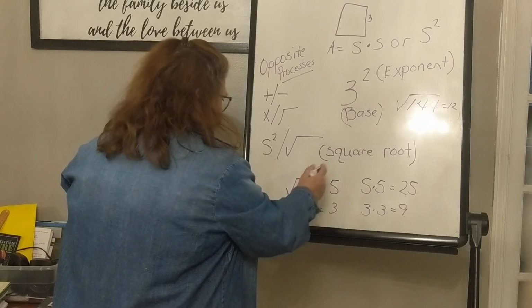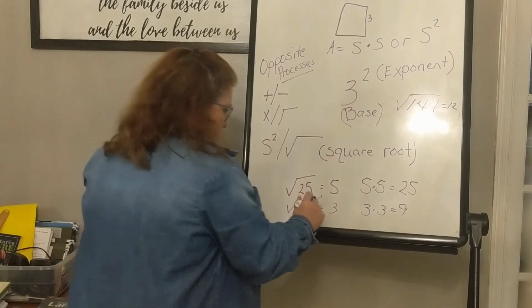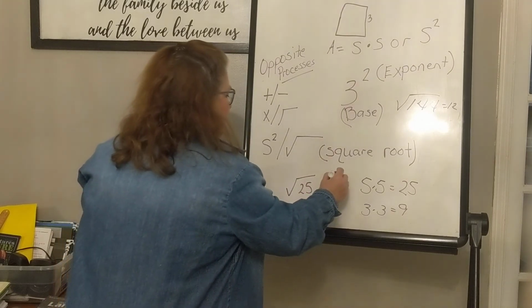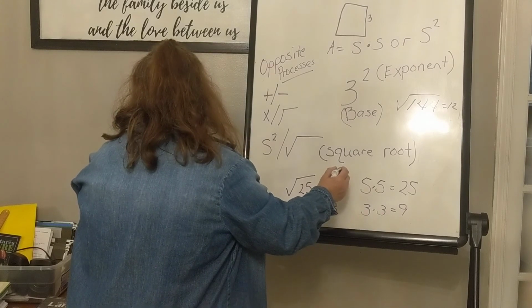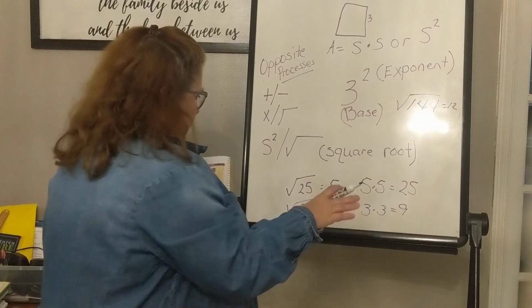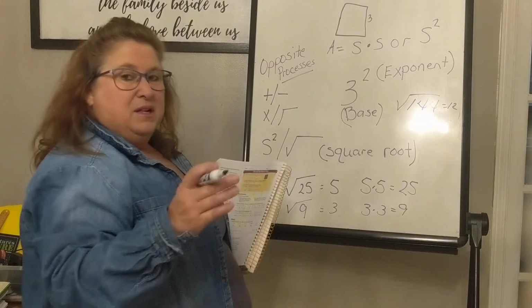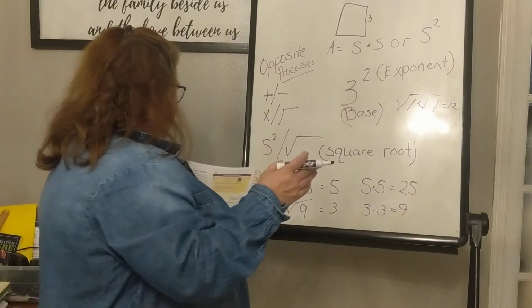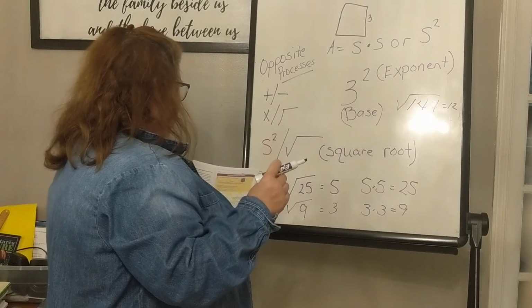So the square root of 25, we can even write it this way: the square root of 25 equals 5. Well, it just equals 5. I was going to say 5 squared, but that wouldn't make sense. It just equals 5, because 5 is what would be multiplied by itself to equal 25. Okay?